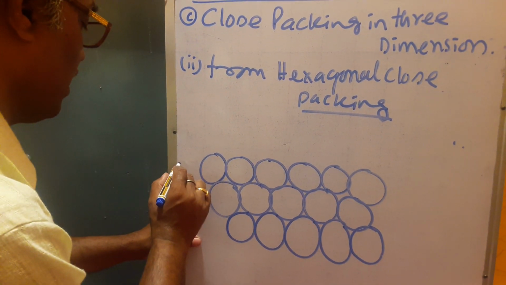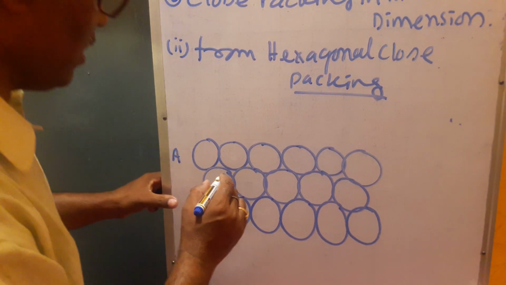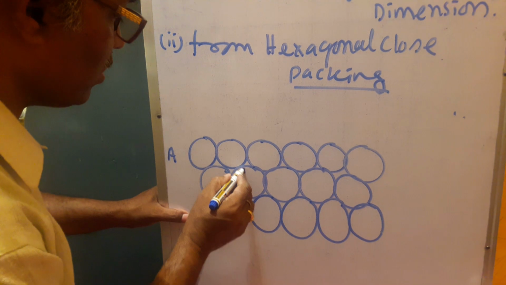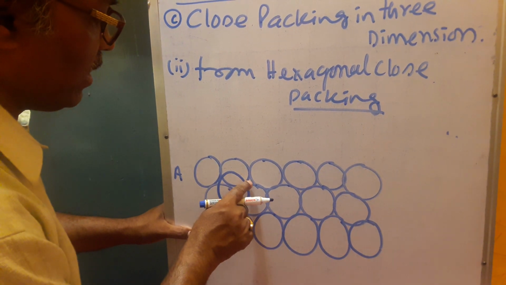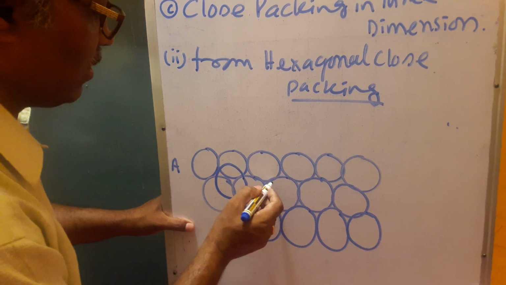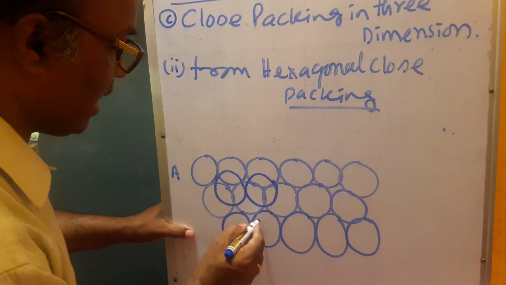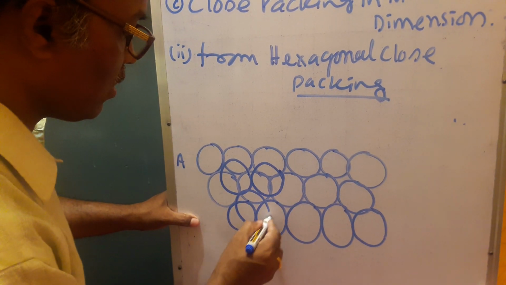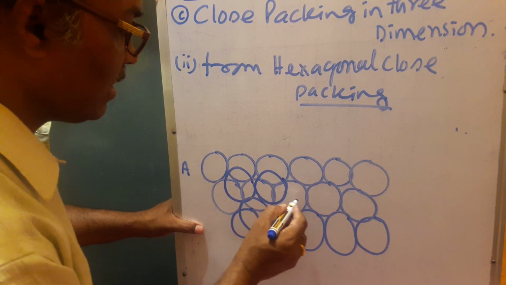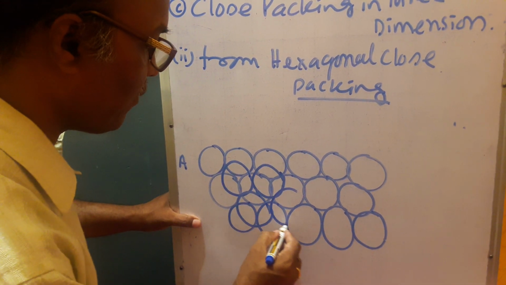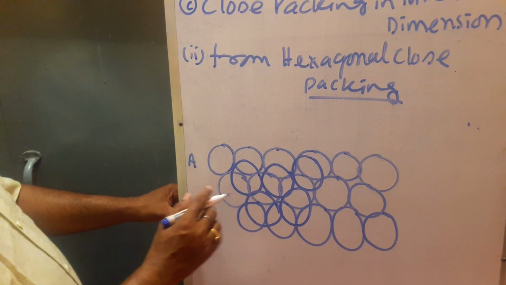Then this is the first layer, layer A, for example. The second layer can be formed by putting the points on the depressions of the first layer. Here we put a point, but at this place we cannot put a point. Here we can put, and again here we can put. So you see, this is another void formed here. As you go on putting the points, what you find in the second layer is layer B.